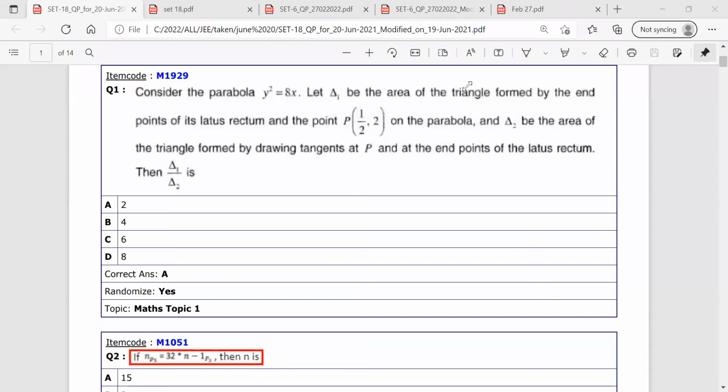Okay. So in the first question, we have been given a parabola and the equation is y square equal to 8x. And in the question, they are asking us to find the comparison of the area of two triangles. So the first triangle is formed by the endpoints of latus rectum and a point P on the parabola. And the second triangle, delta 2, is formed by drawing tangents at the endpoints of the latus rectum and also the point P. So let's see how we can solve this question.